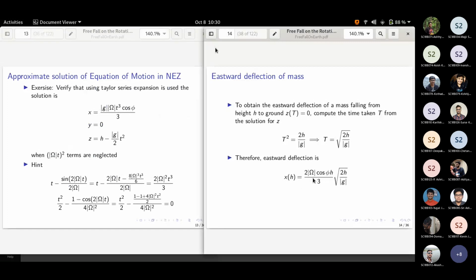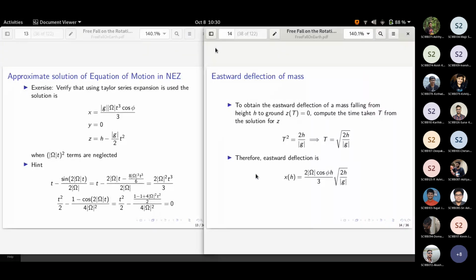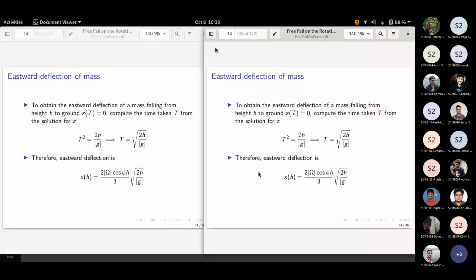I'm surprised at how the cancellation occurs. There is a root 2h by modulus of g. Just check it out. It appears that some terms have got cancelled off. There's a square root here, but here this is a cube. Just check this one. The eastward deflection is given by this expression. Any questions here? No, sir. Yeah, it's a straightforward simplification.